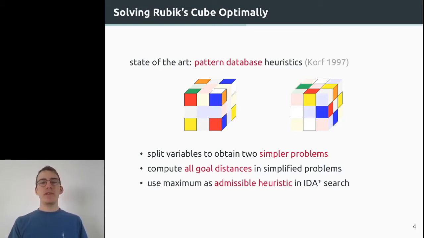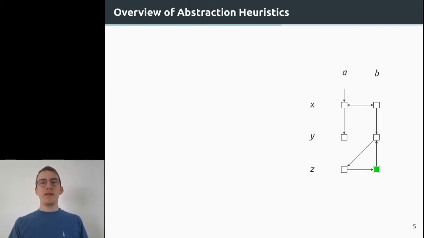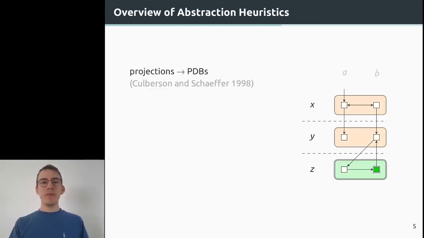more general abstraction heuristics. So let's have a look how these abstraction heuristics compare. For this, consider this much smaller example with only 2 variables, one which can have values a and b, and another which can have x, y, or z. We've already looked at projections, which in the end lead to pattern databases.